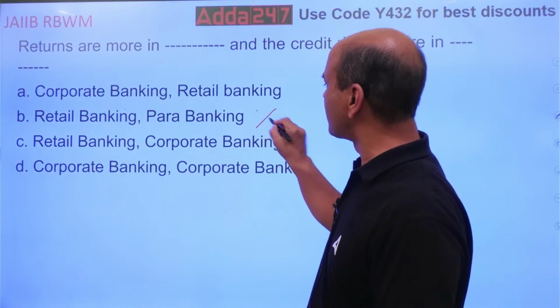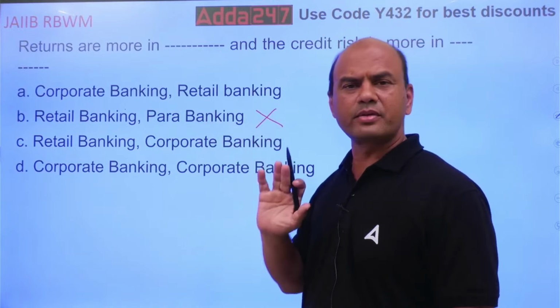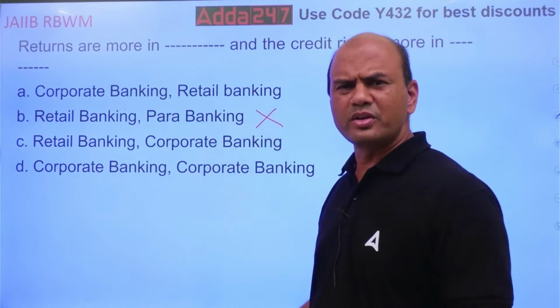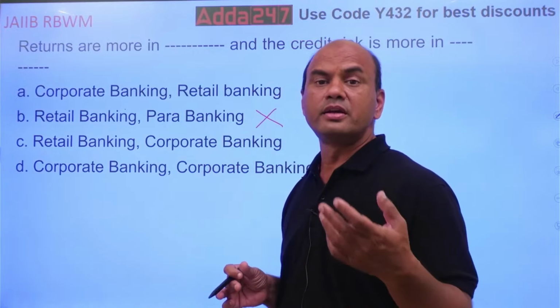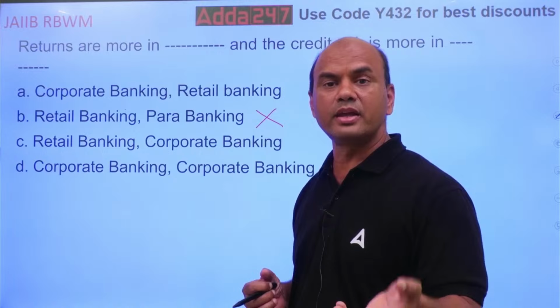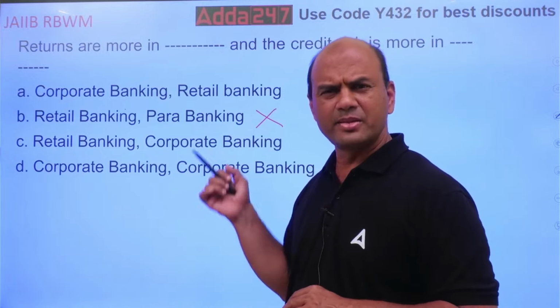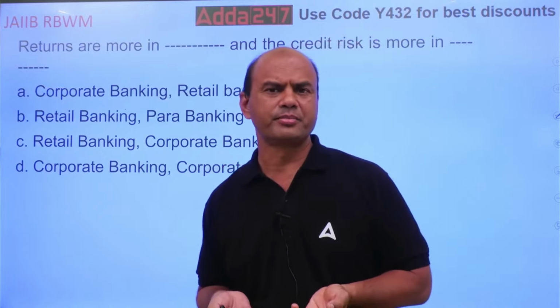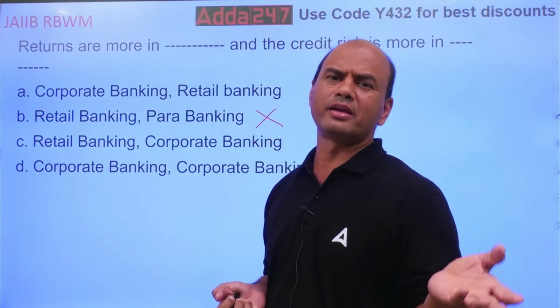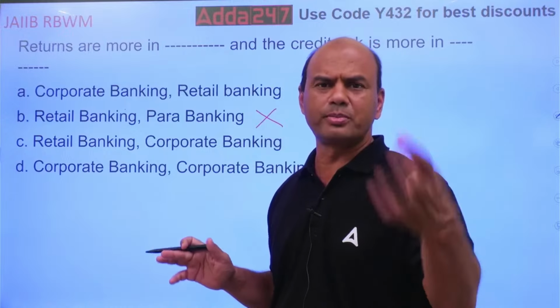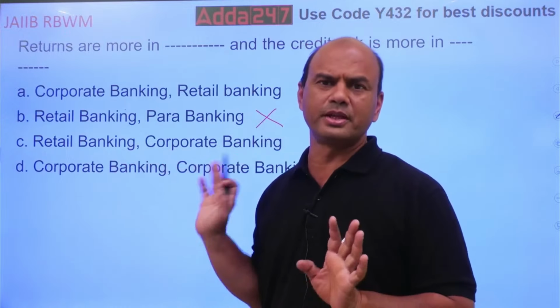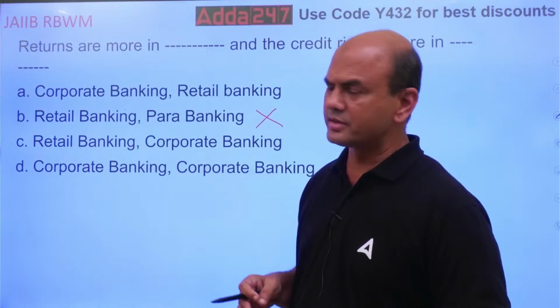This is outright wrong, because para banking doesn't have credit risk at all. You are not involved. Credit risk means what? Your money is lost because of the other person not paying you the EMI. In para banking, where is the question of EMI? Insurance. What is the EMI? You pay, I'll get my commission. Once I sell the insurance, you pay, you don't pay, that's up to you and that insurance company. Isn't it?